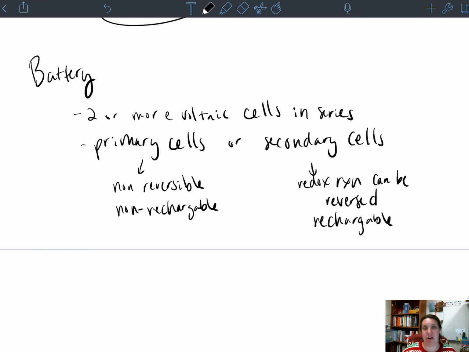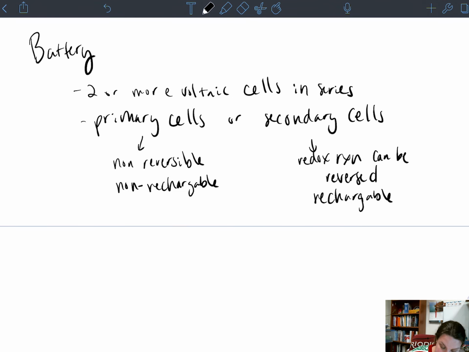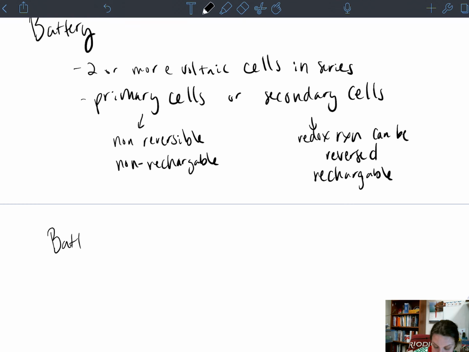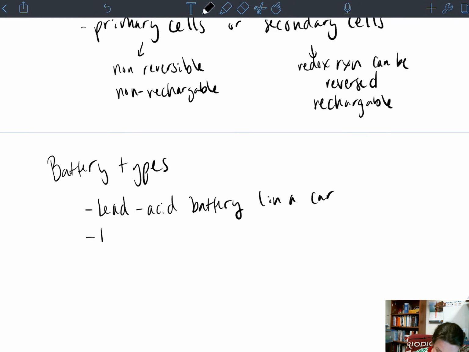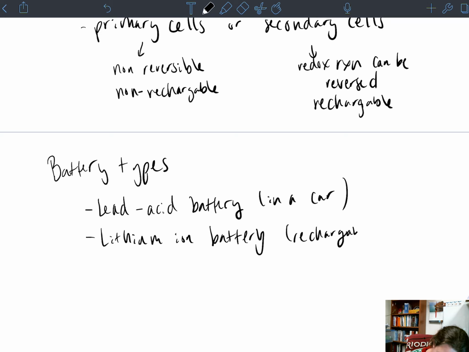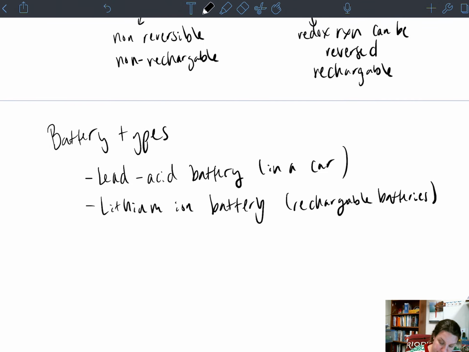In another lecture, we're going to look more at our different types of batteries, but the ones we're going to look at in detail are lead-acid batteries, these are the ones that you would see in a car, and lithium-ion batteries, which are the most common rechargeable batteries. And then we'll also look at fuel cells.